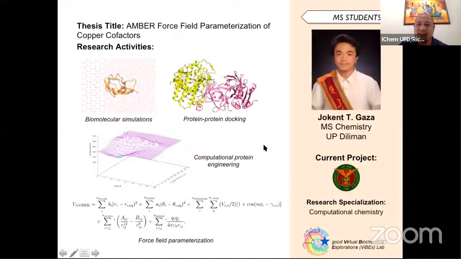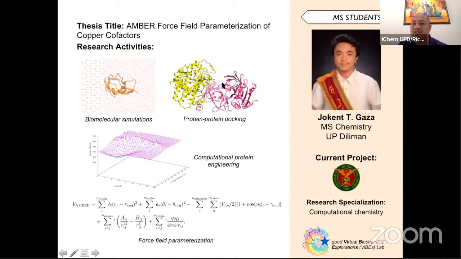Jokent is a master's student in my group. And then he is into doing force field development. This is quite difficult. So he worked with Professor Chai in Taiwan. And then he does a lot of conotoxin studies on biomolecular simulations to determine different structures of peptides, conotoxins in different system conditions. And then this is the protein-protein docking.